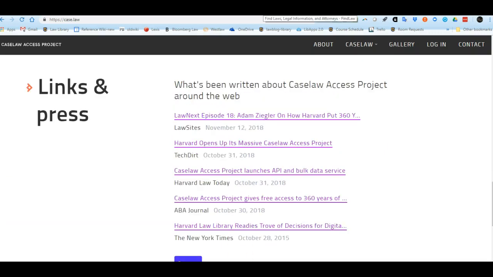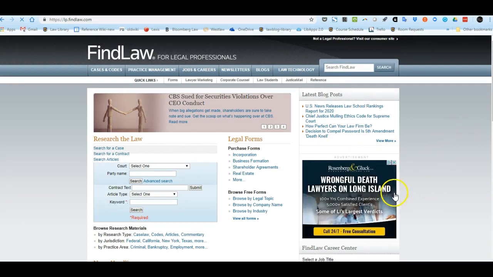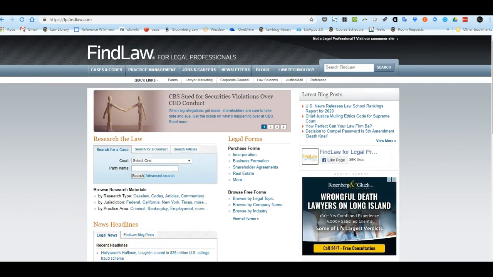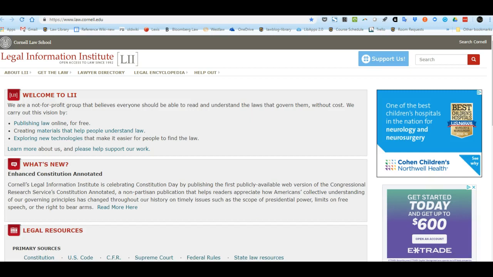Another way to find cases freely available is to, and I mentioned this strategy before, get comfortable with a couple of portals. So this is FindLaw, and when I go to FindLaw, I tend to like to go for legal professionals because that's what we are. FindLaw will help you find cases. It will also link you to other sites that have cases. And those other sites might be the courts themselves. And that's also what my favorite portal, Legal Information Institute, will do. It will link you to the different courts that might link you to their decisions.